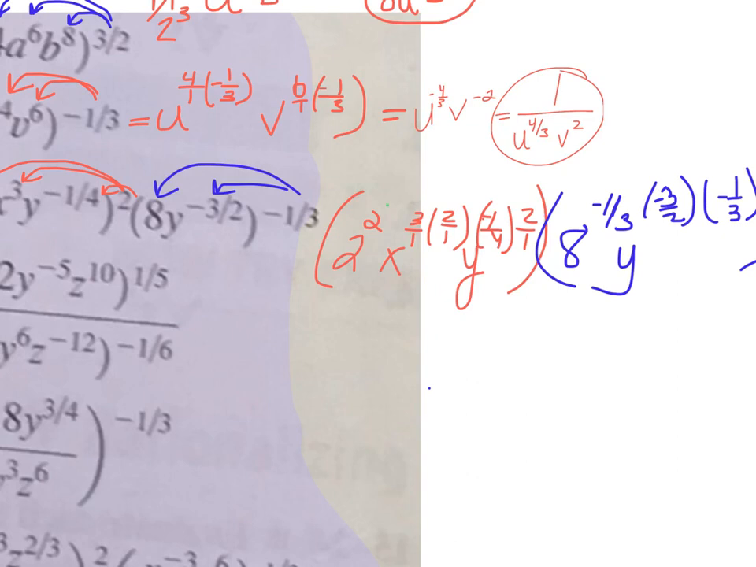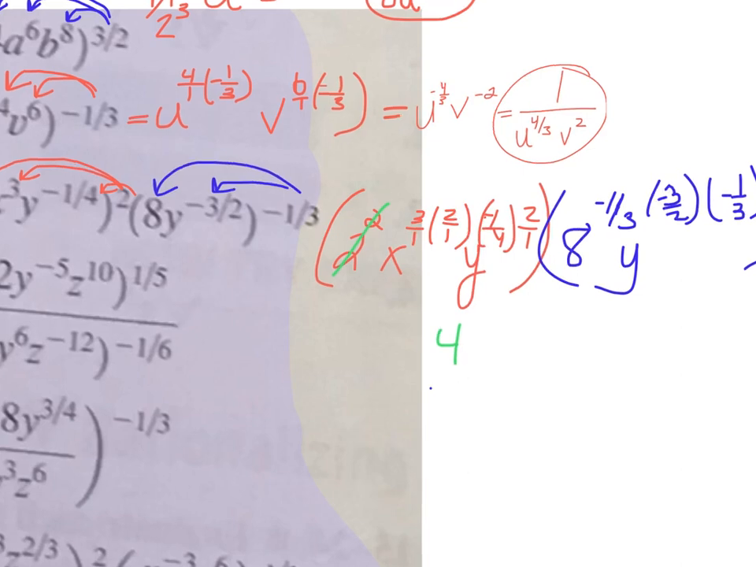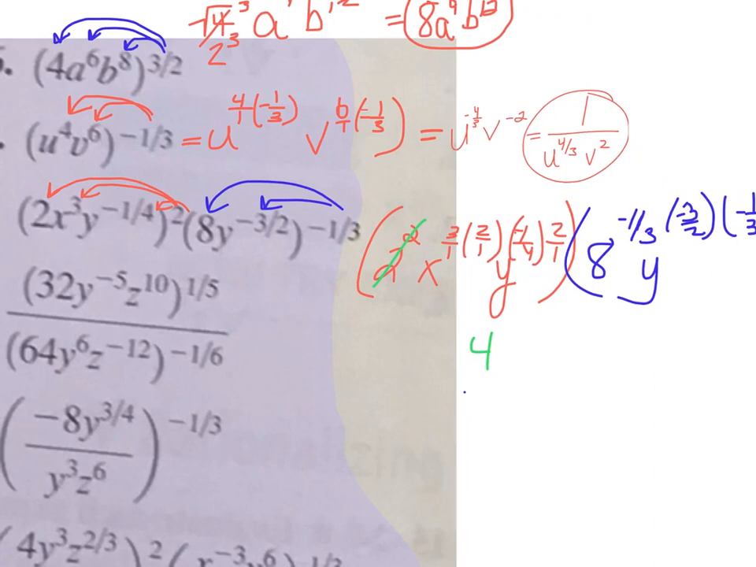What is 2 squared? So I have 4. What happens here with 3 times 2? X to the 6 over 1. Right? Is it? Oh, this is 3 over 2? No, it's 3 times 2. Yeah. So it's x to the 6 over 1, or x to the 6. Good. And then what happens with y? Negative 1/4 times 2. Negative 1/2. Good. That's my first parenthesis.